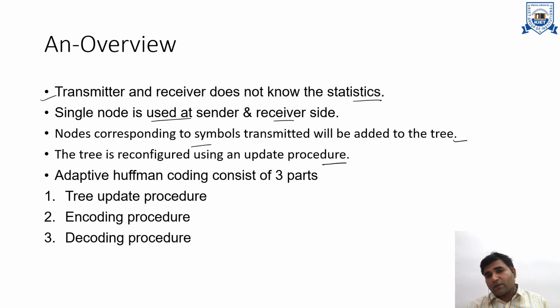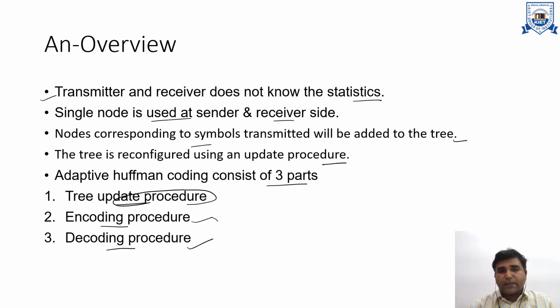As I already mentioned, adaptive Huffman coding consists of three parts. The first one is tree update. The second part is the encoding procedure and decoding procedure. So in today's video, we will discuss the update procedure, and the encoding and decoding procedures we will discuss in my next video.